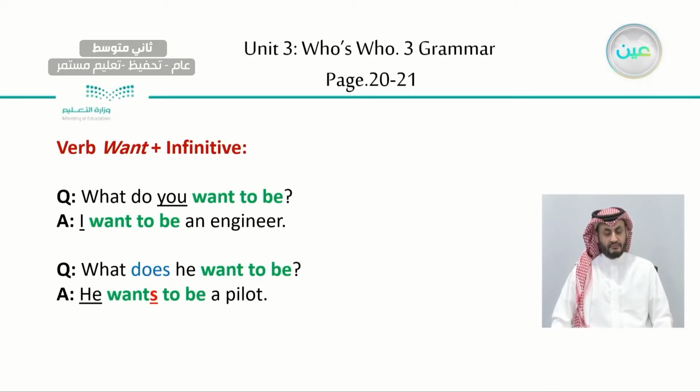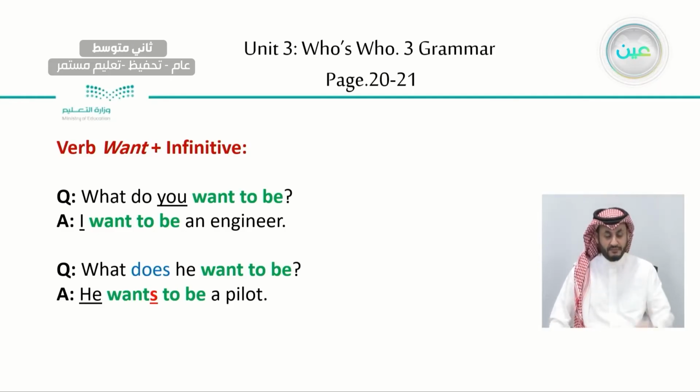Now, what about verbs? Want plus infinitive. Let's take a look at these sentences. We have a conversation, a question and an answer. Listen. What do you want to be? I want to be an engineer. What does he want to be? He wants to be a pilot. What do you want? So here the answer is I want to be an engineer. Want to be, this is the infinitive, to be.